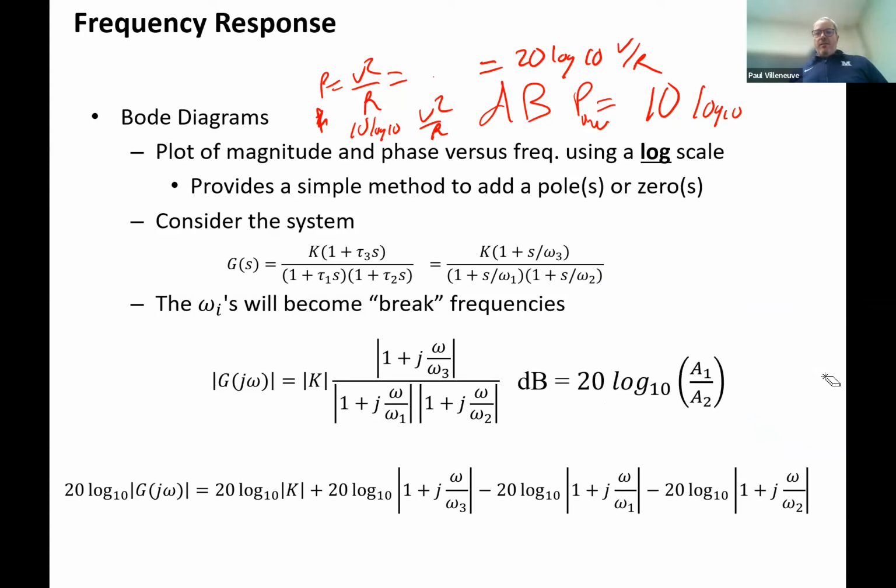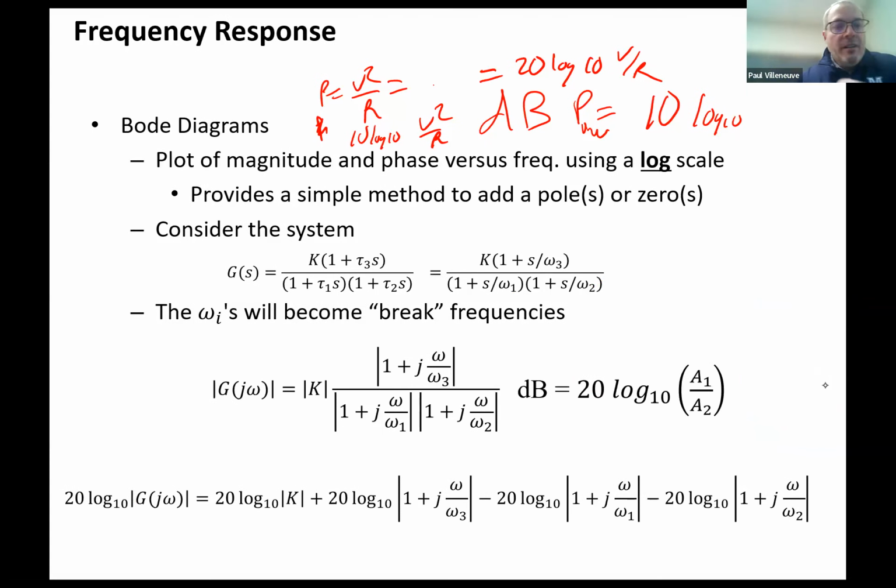Now, does anybody remember a break frequency? See if we can bring that up. What's the definition of a break frequency? Breakaway point? It isn't the same. Nope. That's for root locus. That doesn't necessarily have anything to do with frequency. In fact, it doesn't, because it's on the real axis where there is no frequency associated with it.